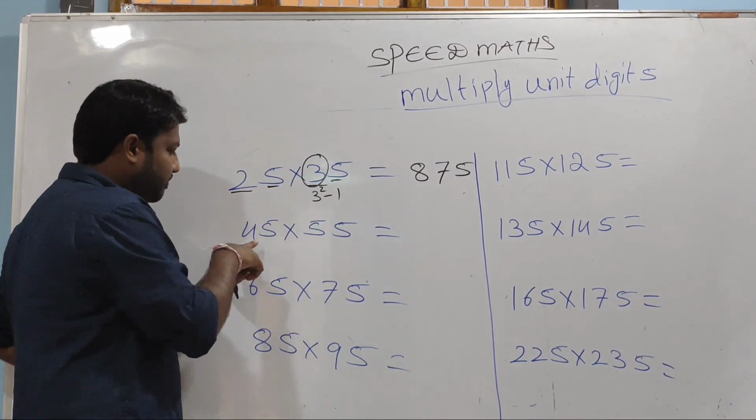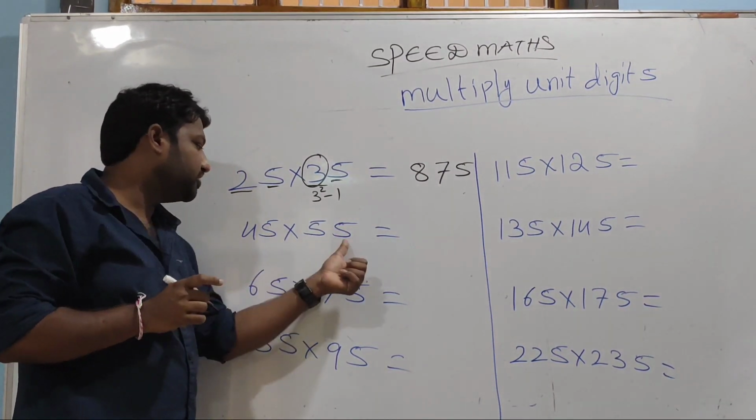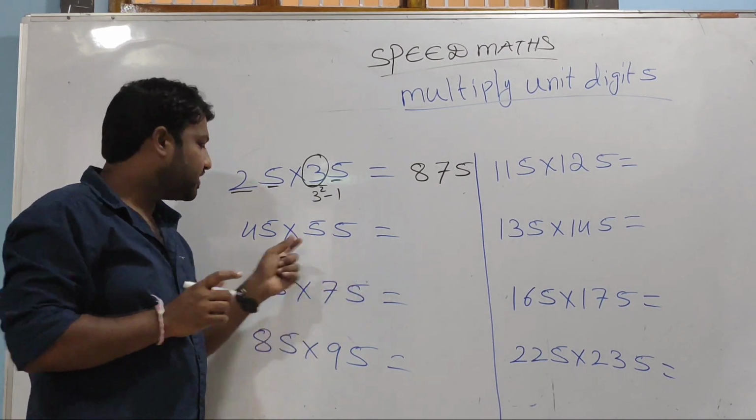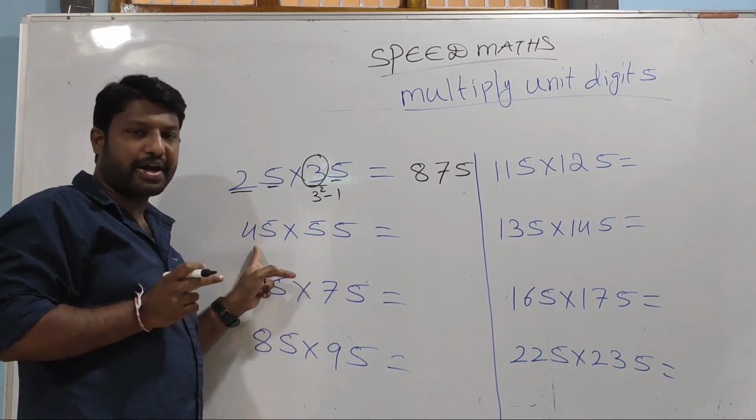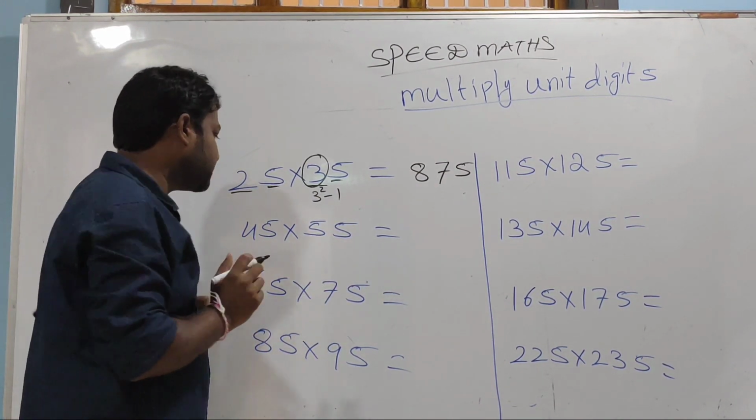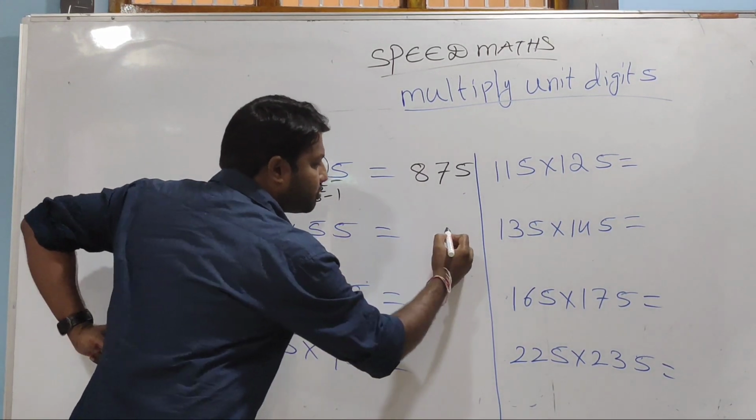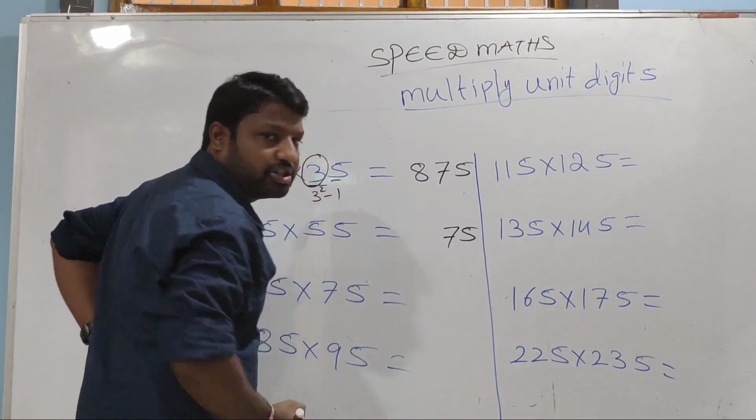See 45 and 55. The last digit, the unit digit, is 5. Then the difference between these two numbers, 55 minus 45, is 10. Yes, both conditions are satisfied. So what I will do is write the last two digits as 75.